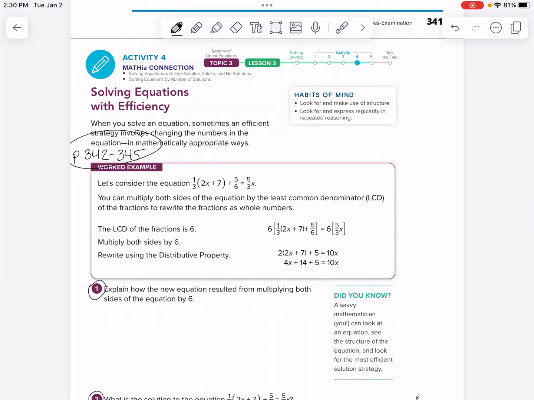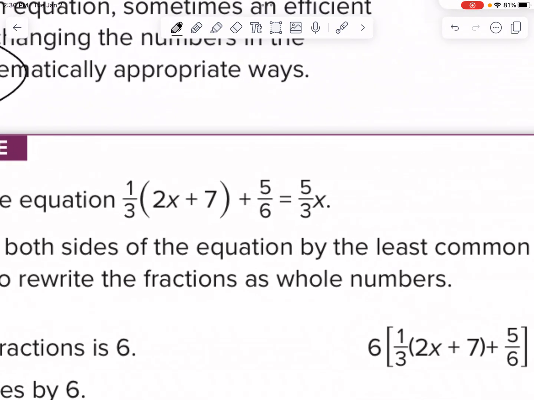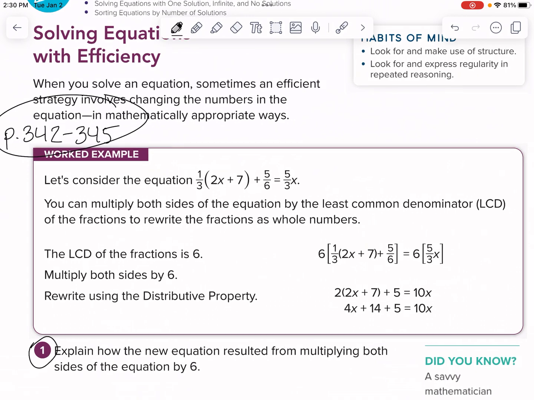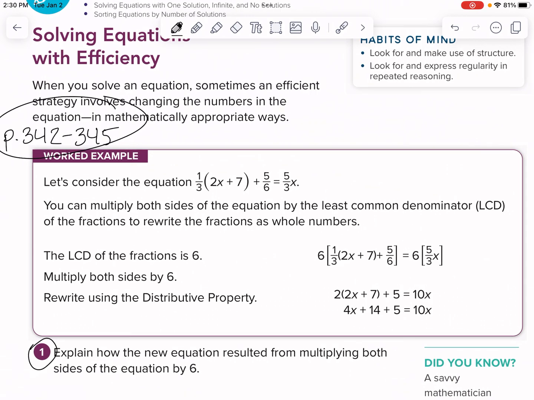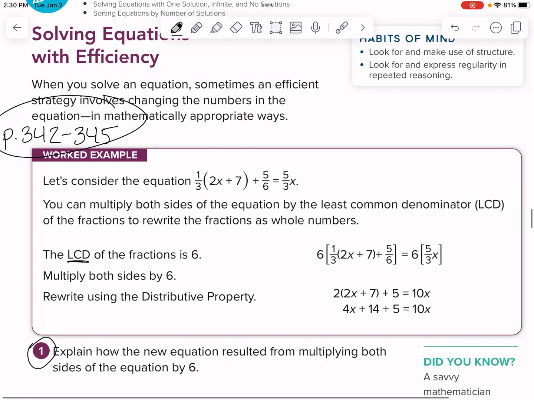So with this, we're going to have somewhat of a complex equation. As you can see here, we have an equation with multiple fractions, right? For me, I don't like to deal with fractions, so how can we get rid of those fractions? If you look right here, it says the LCD of the fractions is 6.